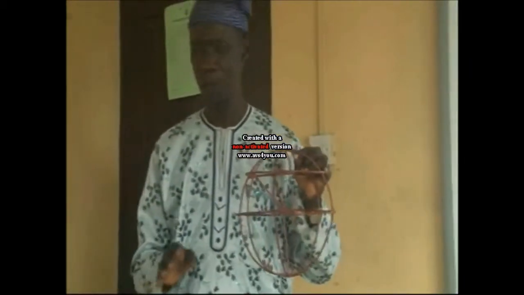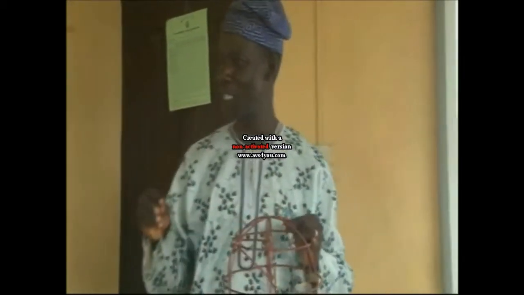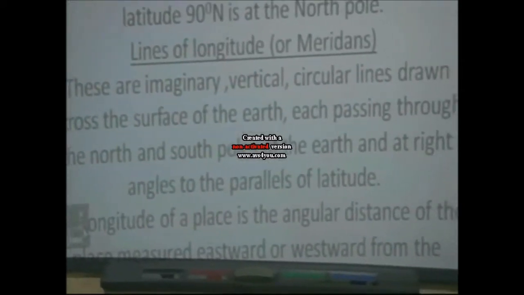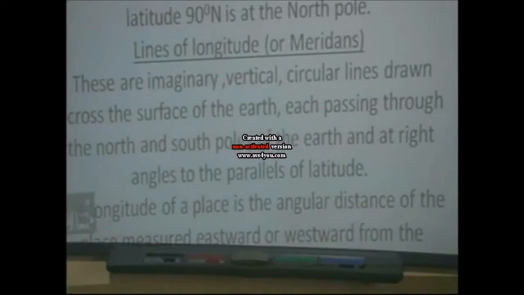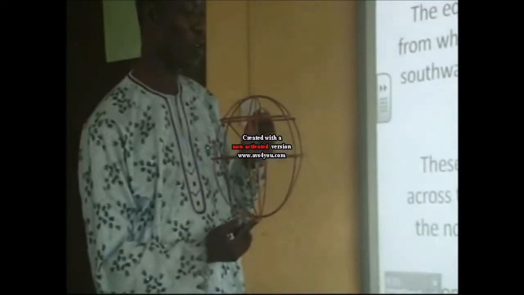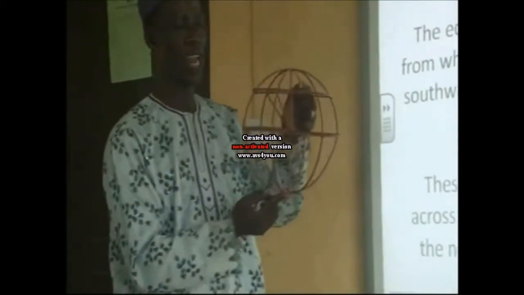Yes. Then what is longitude? As I said, the combination of the latitude and the longitude will determine the position of a place. Lines of longitude or meridians. These are imaginary vertical circular lines drawn across the surface of the earth, passing through the north and the south poles of the earth, and at right angles to the parallel of latitude.